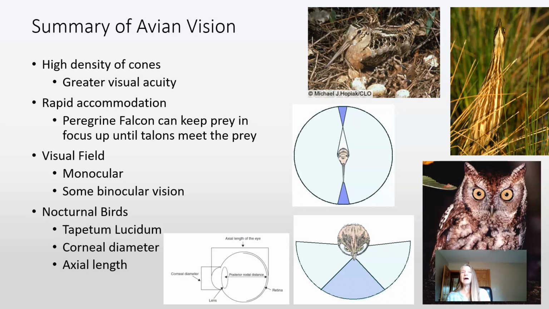Birds also have higher accommodation rates, so rapid accommodation. And this allows birds, as they're flying through something, to accommodate really quickly. Whereas us, especially as we get older, we lose that ability to accommodate when objects move closer or nearer.